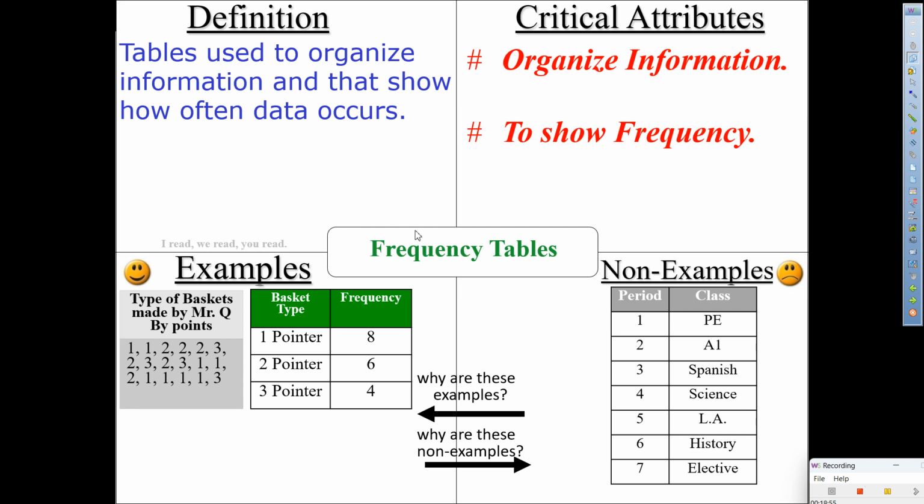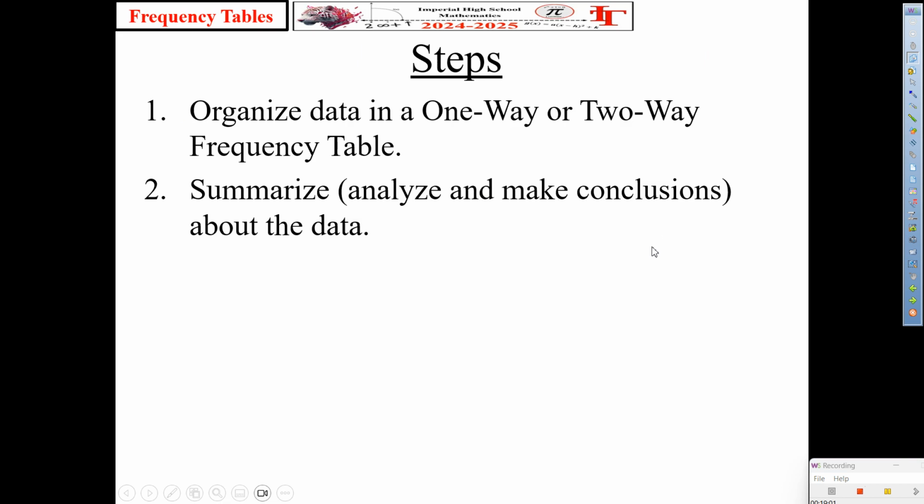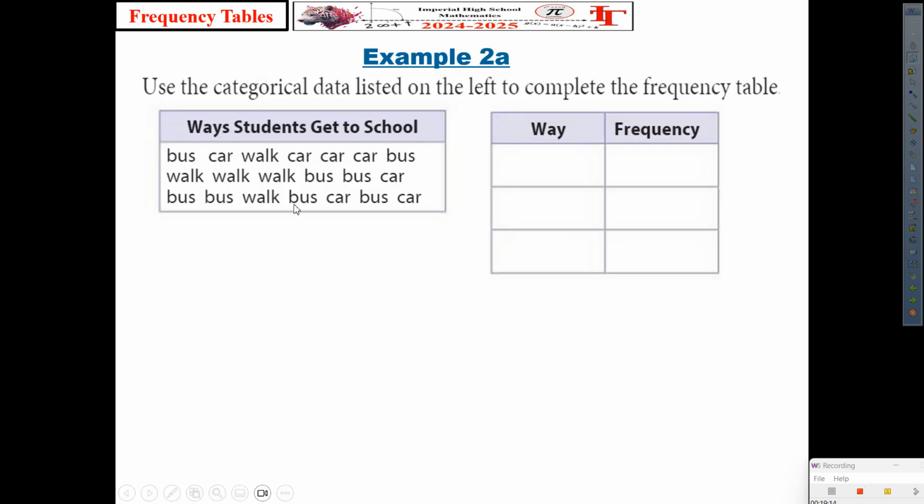So now let me show you an example of a one-way frequency table. Look up. The steps that we're going to take today is basically just organizing the information. We're going to be looking at a one-way or two-way frequency, and then we're going to summarize in a statement what we see with the data. Okay, here we go. Writing utensils down, look up to the screen. This is a one-way frequency table. Look up. Don't copy that.